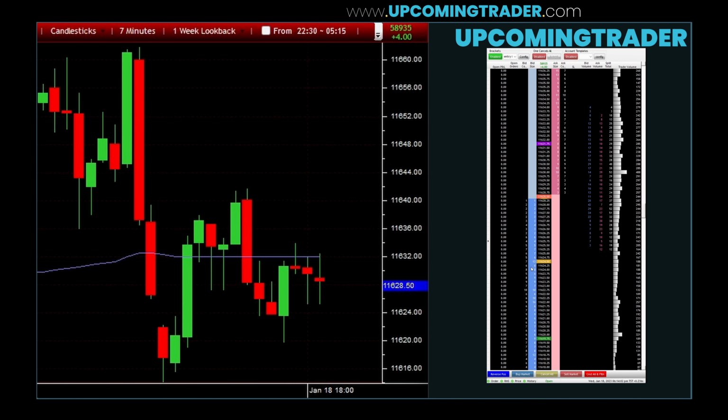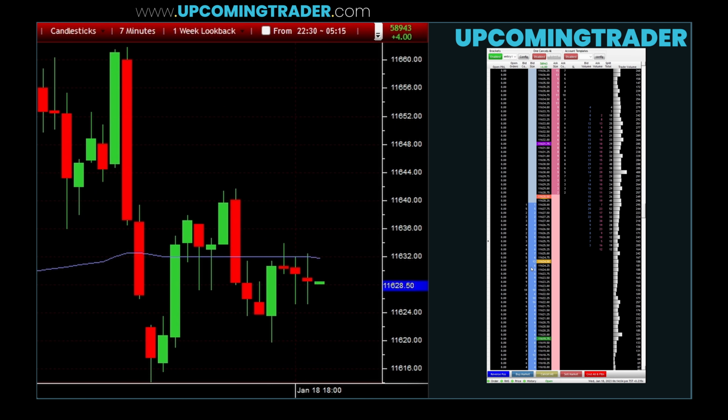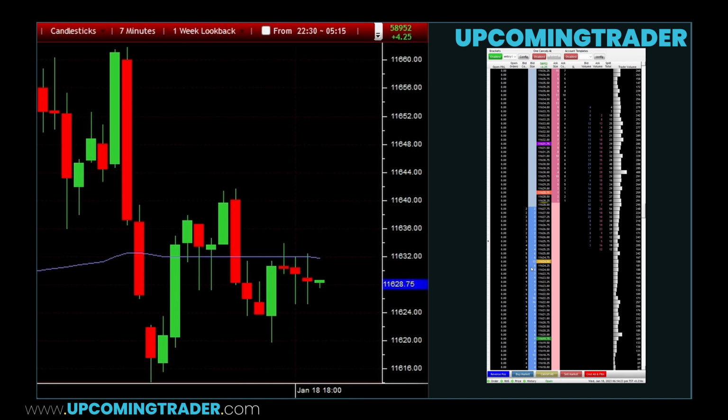So, what exactly is the volume profile indicator? I will break it down simply. The volume profile indicator is a tool that shows how much trading has happened at different price levels over a certain period of time. Now, most traditional volume indicators show volume over time.